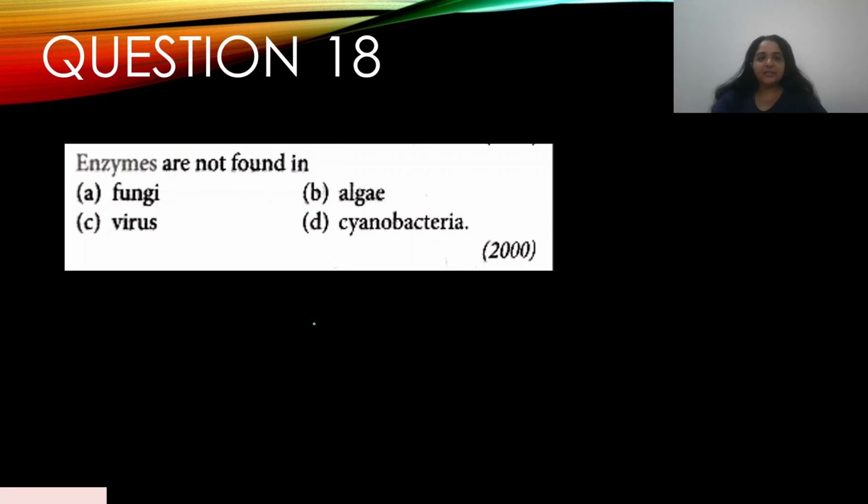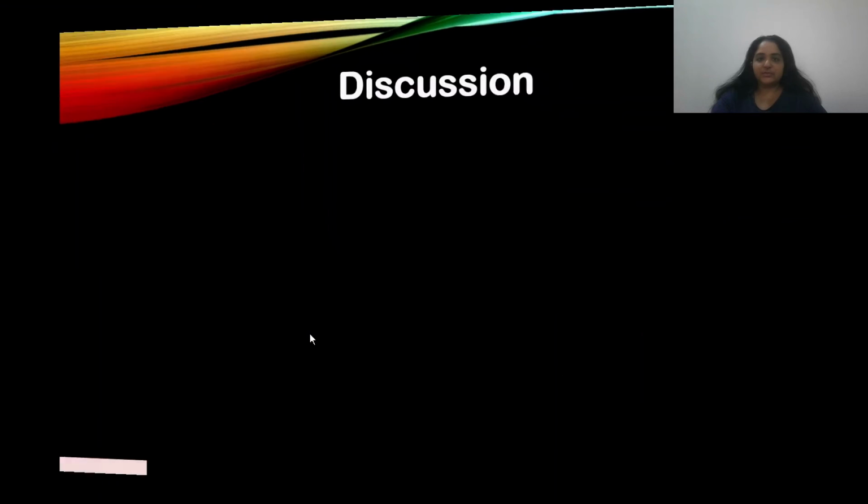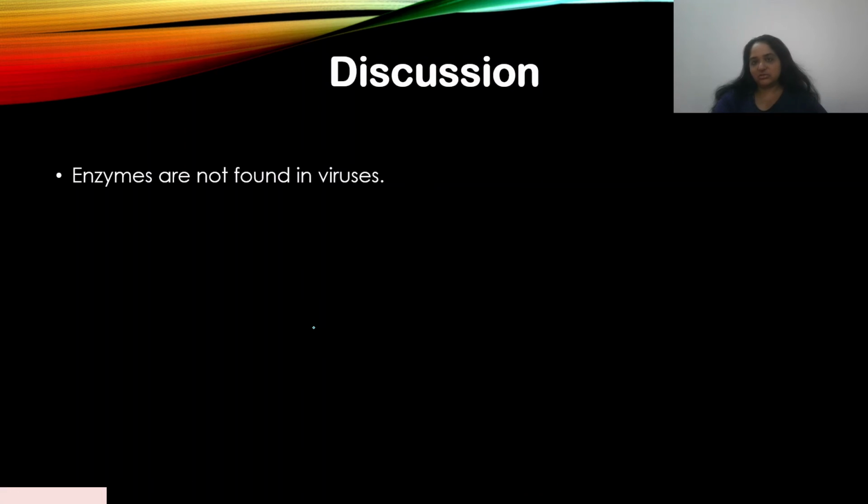Question number 18. Enzymes are not found in, this appeared in the year 2000: A, fungi, B, algae, C, virus, and D, cyanobacteria. So enzymes are not found in C, virus. In fungi, algae, and cyanobacteria they are found. They are absent in virus. So this is a factual based question, so you can answer that quite directly.